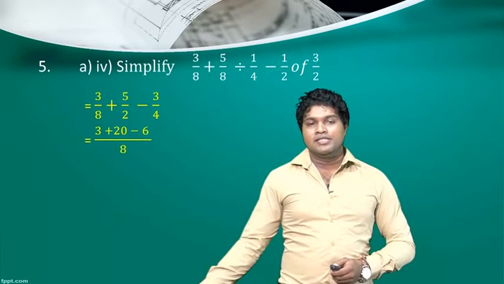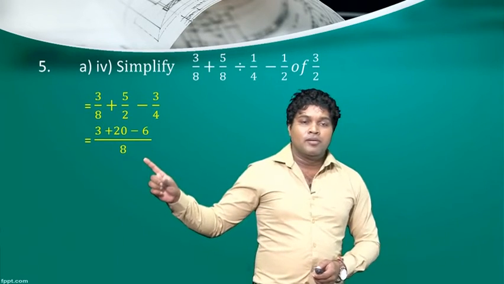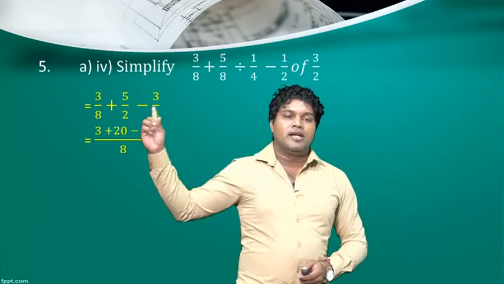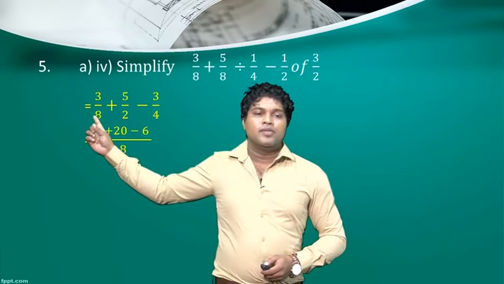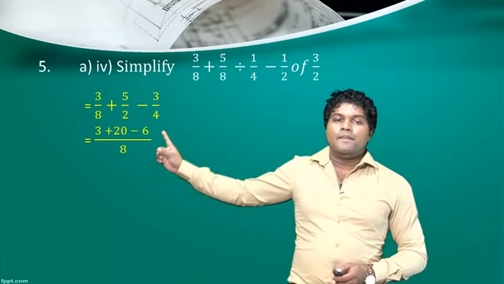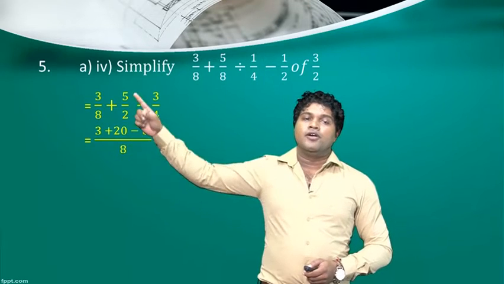Right, 8 is the LCM, the lowest common multiple. Then you have to count the number of multiples for the 8. Now 8 to 8 multiples, that is 1, into 3, 3. And 8 to 2 multiples, 5. 4 times 5 is 20.